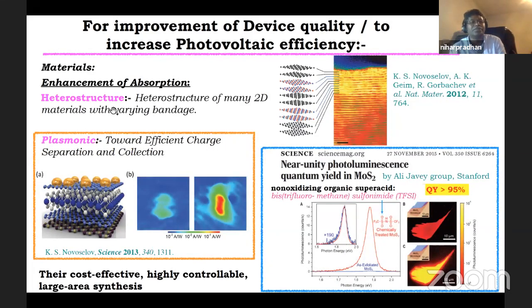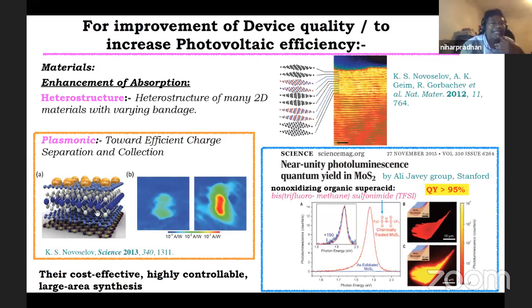So what are the other techniques that you can use to enhance the photovoltaic efficiency? Another way is you can stack many materials with different band gaps, as shown here. So these are many different 2D materials with several different band gaps. So the optical absorption will increase, and that will increase the efficiency.